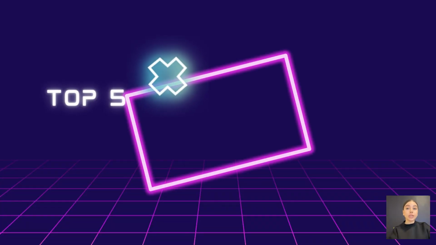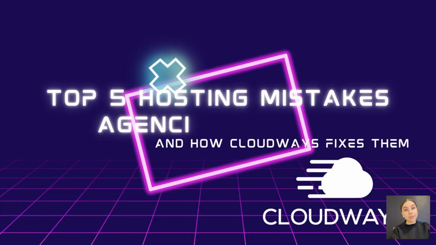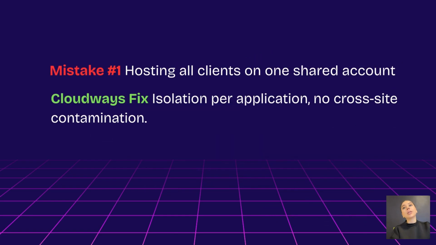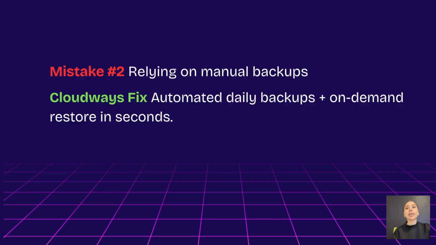So let's check out the top 5 hosting mistakes agencies make and how Cloudways can fix all of them. So the first mistake is hosting all clients on one shared account. Cloudways offers a fix of isolation per application, no cross-site contamination. The second mistake that usually agencies make is relying on manual backups. But with Cloudways, they can have automated daily backups and on-demand restore in just seconds.